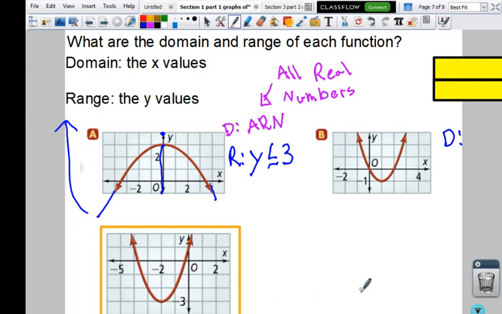Alright, what can I say? Every single domain will always be all real numbers, because we are only looking at regular parabolas, we're not looking at any weird ones, so it's always going to be all real numbers. So your domain is kind of boring. Range is more interesting though.